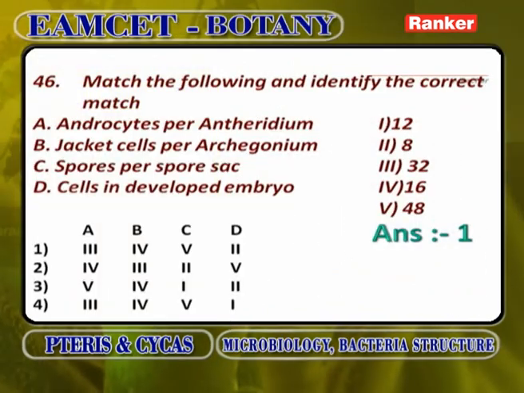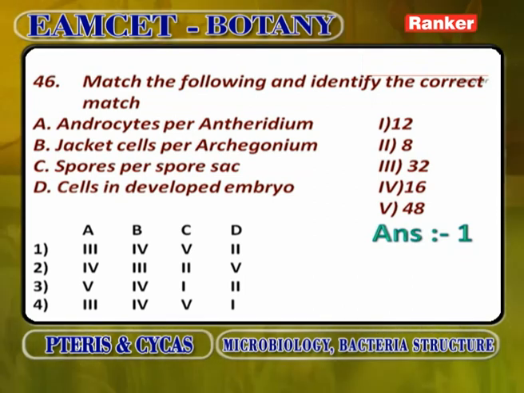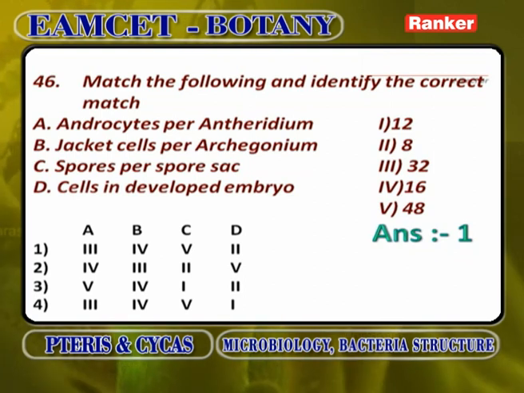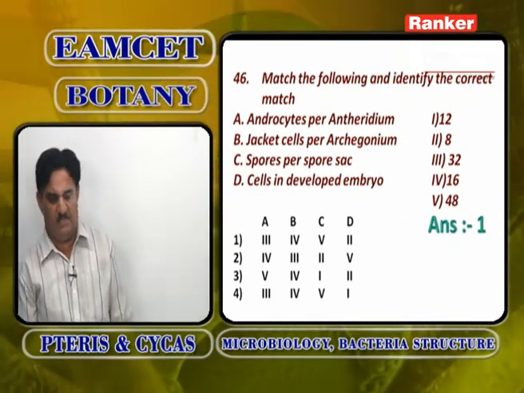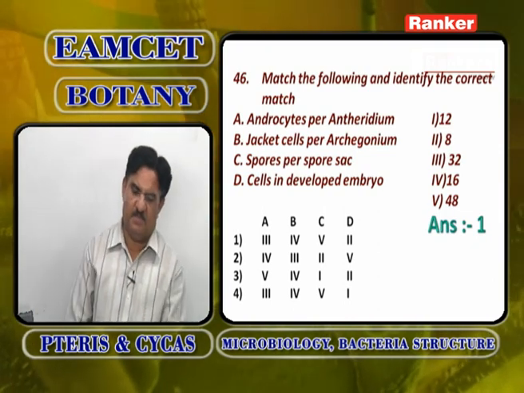Match the following and identify the correct match. Androcytes per antheridium will be 32. Jacket cells per archegonium will be 16. Jacket cells, 4 rows of jacket cells arranged in 4-celled height. So definitely they are 16. Spores per spore sac is 8. Not 8, 48. Spores per spore sac is 48. Every sporangium produces 48. Cells in developed embryo is 8. So answer is 1. A3.